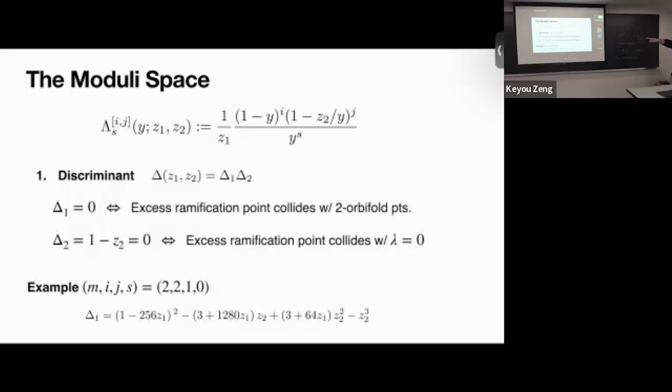And it does. Delta 1 equals 0 says that the excess ramification point, there was only one extra ramification point not pinned down in this example, collides with one of the two orbifold points. In this case, it's only one. The delta 2 equals 0, right? Turns out to just be the condition that Z2 is 1. And that corresponds to the excess ramification point colliding with the fiber at 0. So in this example, the delta 1 is not too bad. The delta 2, of course, is just 1 minus Z2.